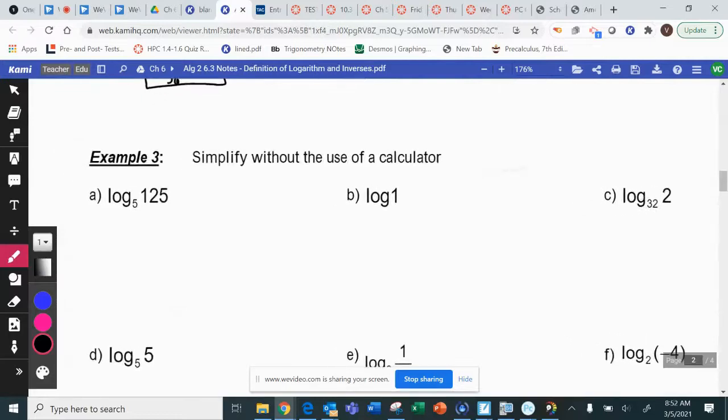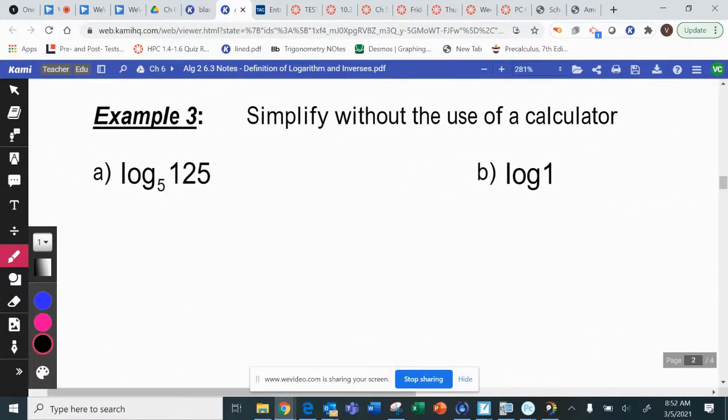Simplify without the use of a calculator, or evaluate without the use of a calculator. Okay, so what you want to do is you want to change the big number to be the same as the base.